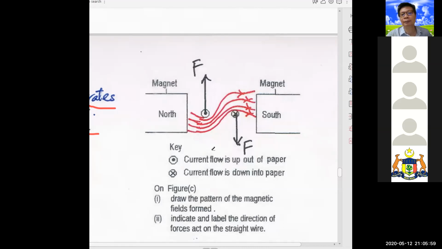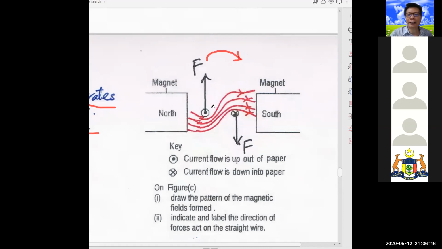Okay? So what happens is, this thing will start to turn. Understand? It will turn, because this side goes up and this side goes down. So it will turn in this direction. It will turn. But I don't know if the question asks for it or not. It will turn like that.